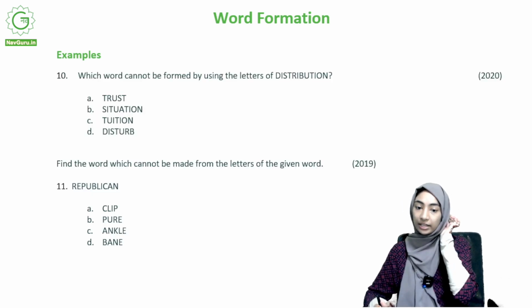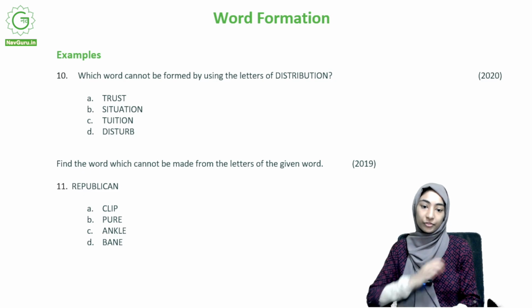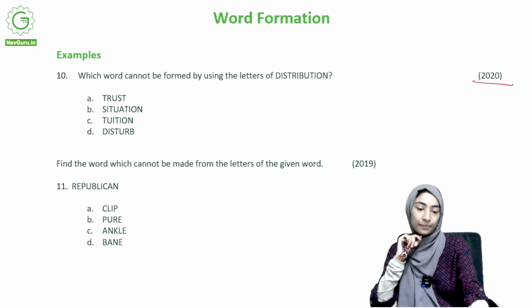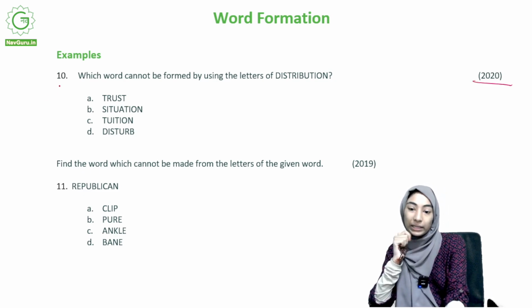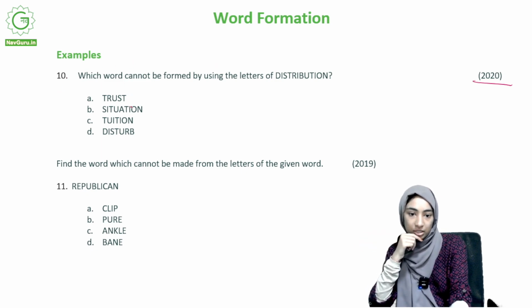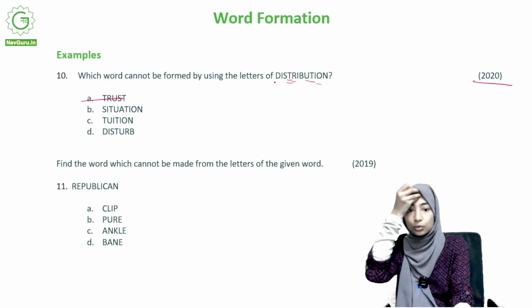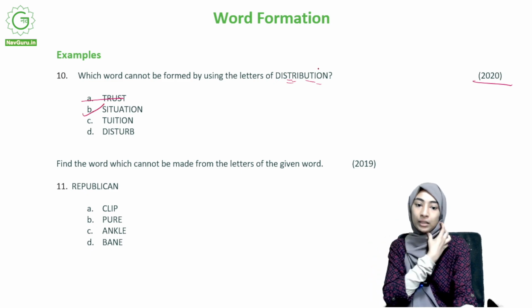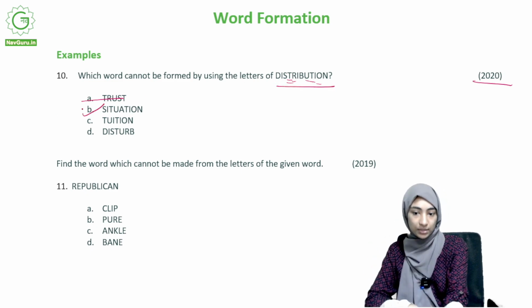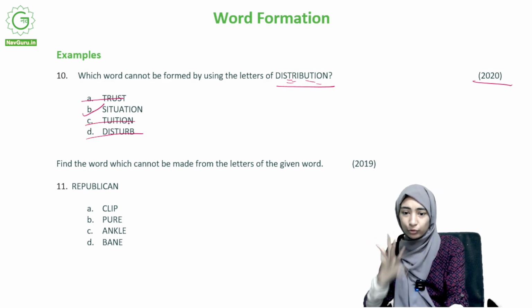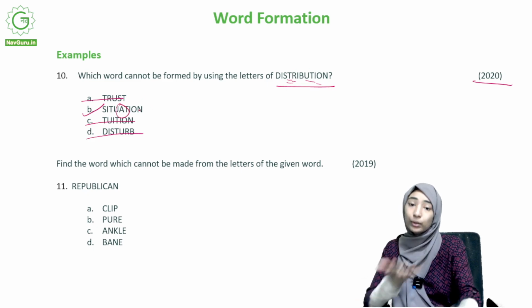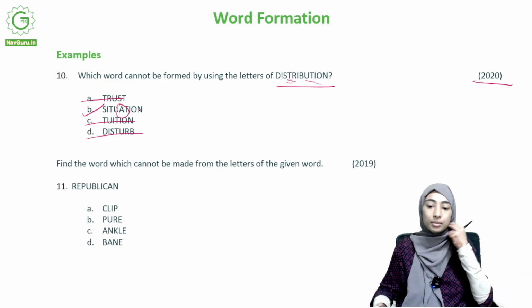Which word cannot be formed by using the letters of distribution? This is the previous year question from 2020. Trust. Let's see. TRUST, no. Situation, SITUA, right. You don't have an A in distribution, so it's situation. The rest, tuition, disturb, all of these work, right? So here you don't even have to cross check because you know for sure that there is no A in distribution. So obviously it has to be situation, right?